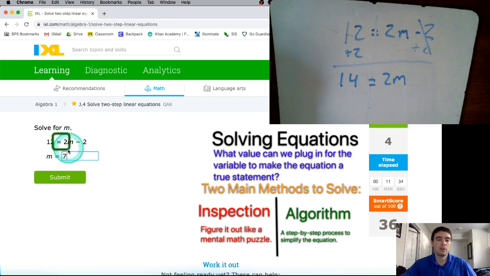Plug that answer back in very quickly. 2 times 7 would be 14. 14 minus 2 would give me 12. That gives me confidence my answer is correct.